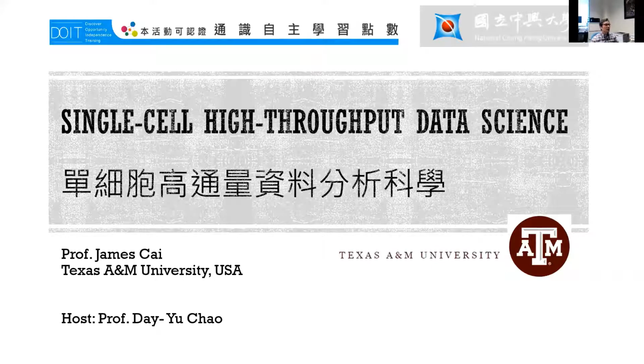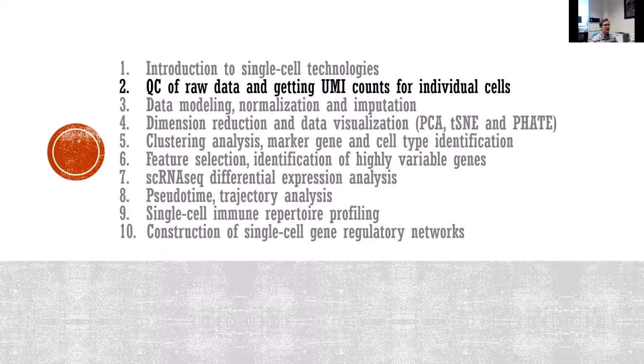Hello, welcome to our second lecture of our lecture series on single-cell high-throughput data science. In today's lecture, we are going to discuss how you can get a UMI count matrix out of single-cell RNA-seq data analysis. That's gene expression information from individual cells. We will mention how we can do the QC, quality control, of the raw data.